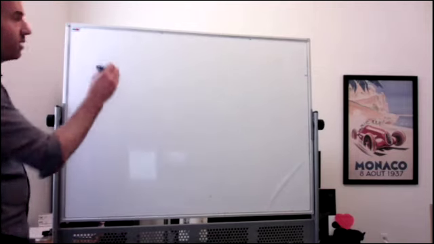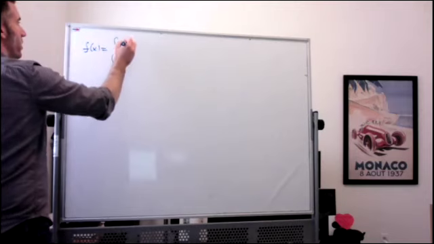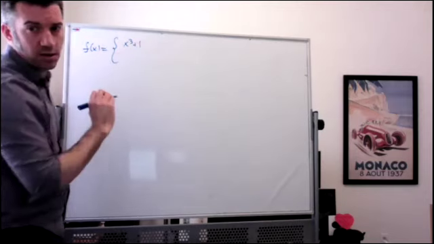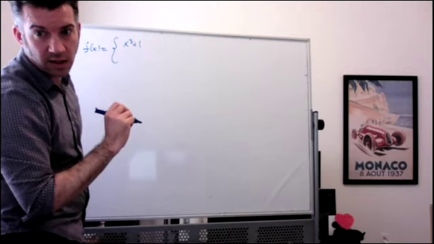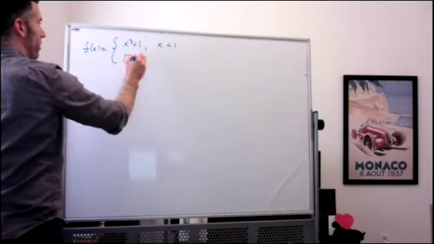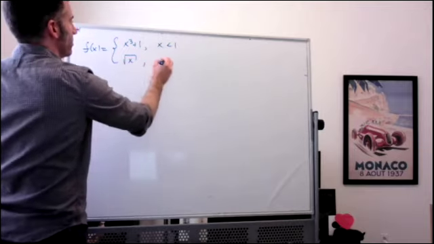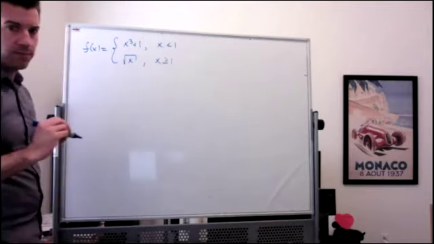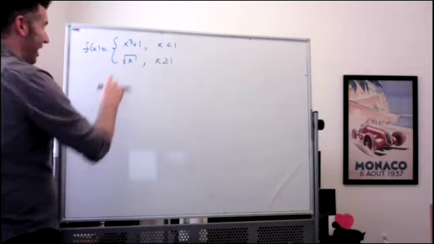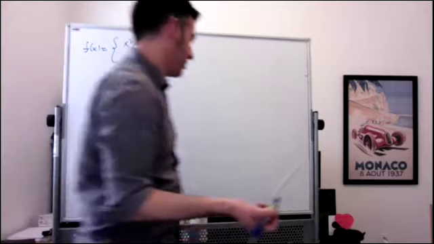Let's do f of x equal to x cubed plus 1 when x is less than 1, and the square root of x when x is greater than or equal to 1. Okay. So I know what each of these functions looks like. In fact, here I probably would draw them out.